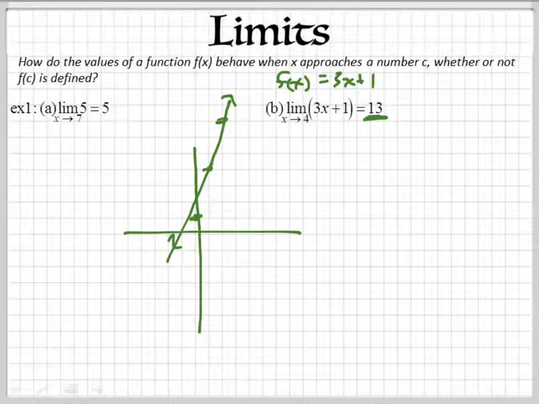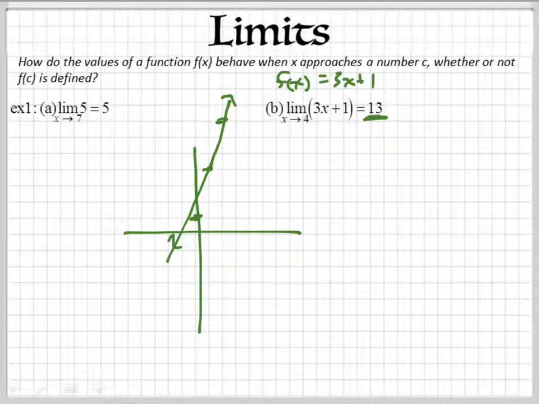So what you could actually do is plug in 4 and see if you would get 13, but that doesn't always work. In this case, if we did plug in 4, it would be 3 times 4 plus 1, so you would get 13, right? And so it appears that if we're looking for the limit as x approaches 4, it will be 13.